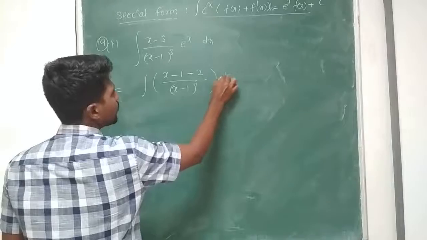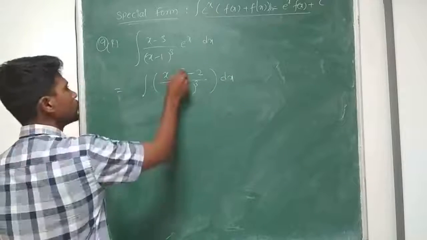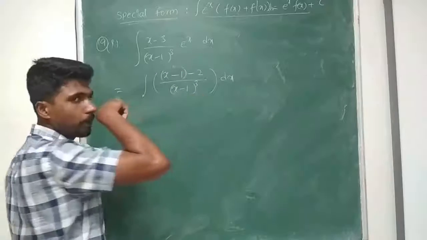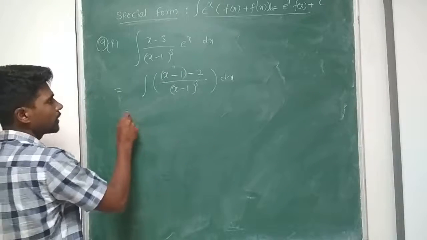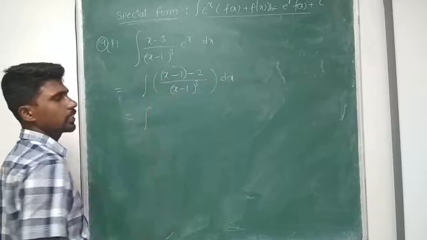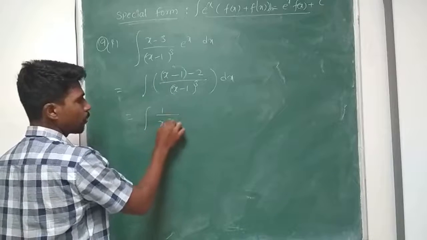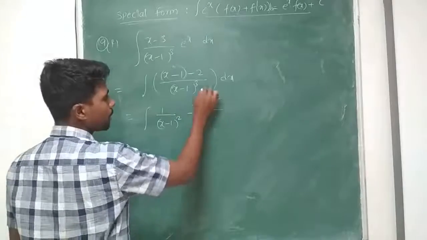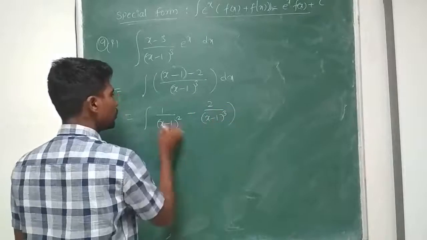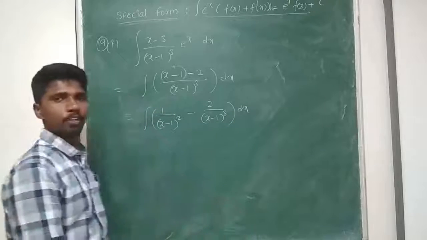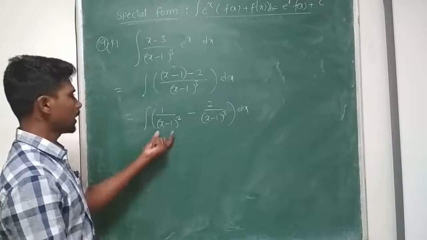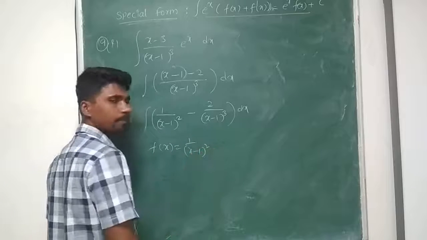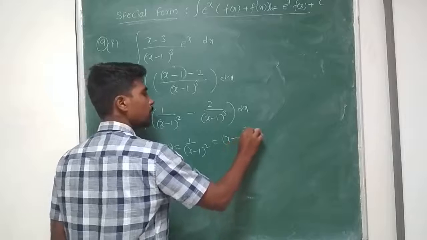So if I consider this one as one part, one group, the next one another group, I can split it. So how can I write integral x minus 1 by x minus 1 the whole cube, which is nothing but 1 by x minus 1 whole square minus 2 by x minus 1 whole cube dx. Okay, so now consider f of x as 1 by x minus 1 whole square, which is nothing but x minus 1 to the power minus 2.